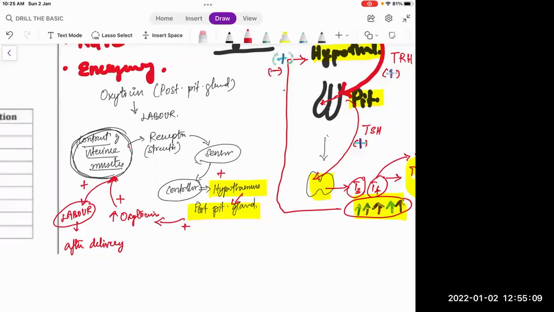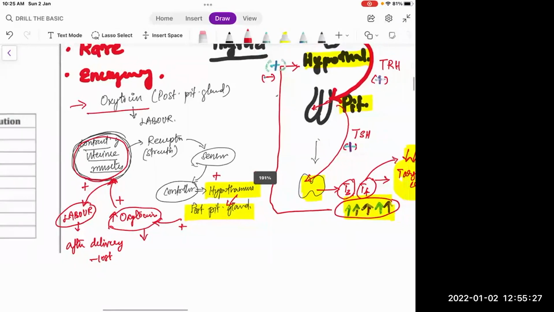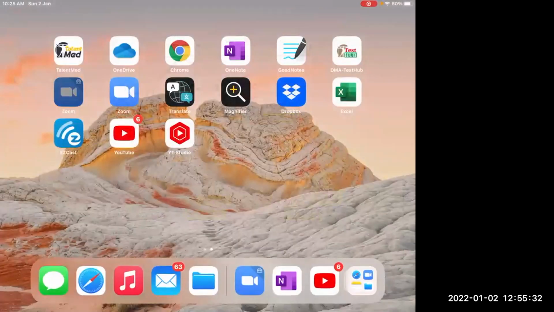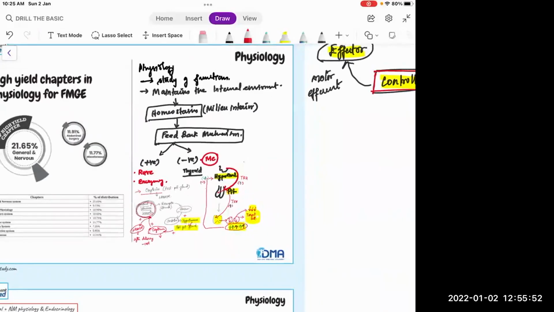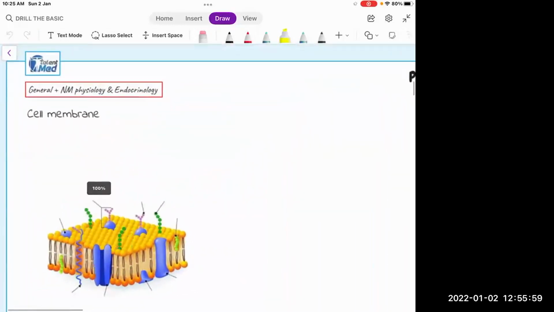After the delivery, immediately the contraction signal, the stretching of the uterine muscle, is lost. So it will start decreasing the production of oxytocin. And this kind of example is for the positive feedback mechanism. I hope everyone is clear with this feedback mechanism. Yes, everyone is clear. The very basic introduction of physiology and homeostasis we have covered, and now we will move on to the cell physiology.